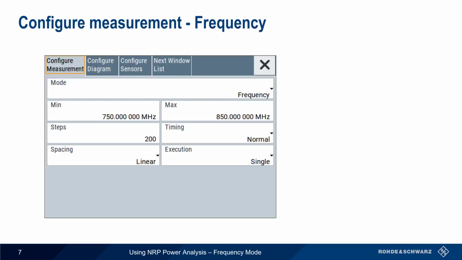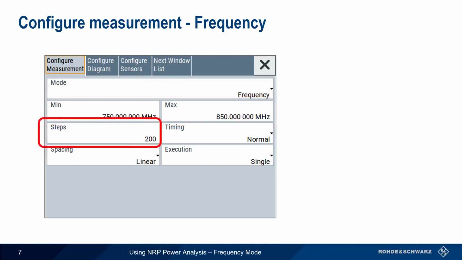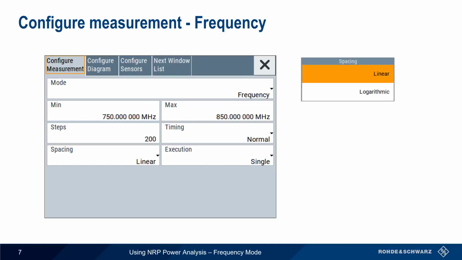Let's go through the configuration on the SMA100B. We first enter the min and max frequencies, here 750 and 850 MHz. We then define the number of steps, 200 in this case, and the spacing between the steps. We'll leave this as linear. Note that the number of steps partially defines the measurement speed. The greater the number of steps, the longer the measurement will take.